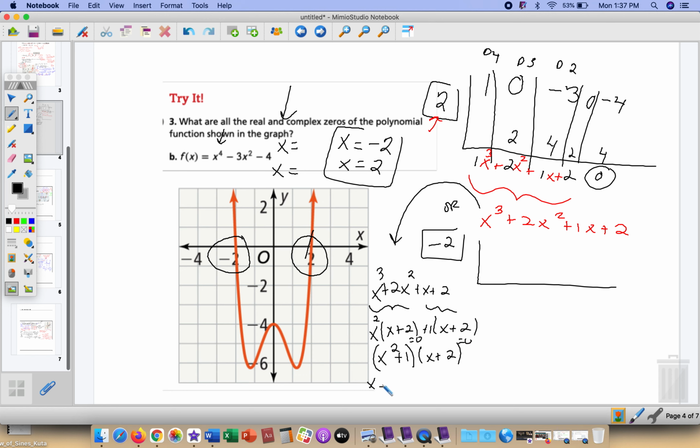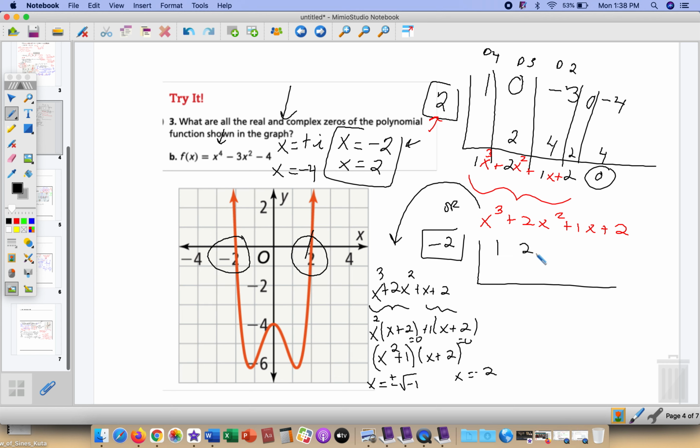So you'd have plus or minus square root of -1. Over here you'd have -2, so you have another -2, and then you have plus or minus square root of -1, which is plus or minus i. We already wrote the -2. So we have plus i and minus i. So you can either factor or you can use synthetic division.